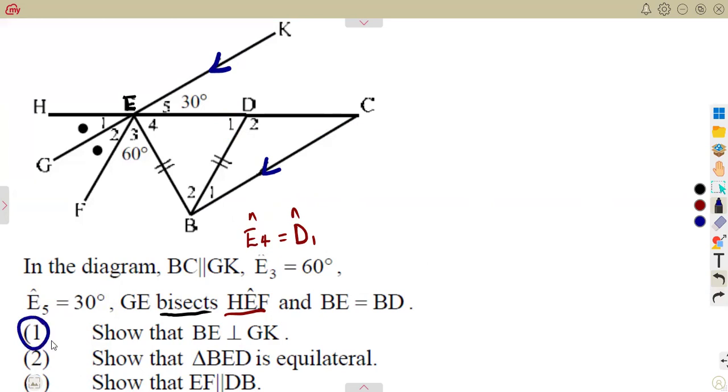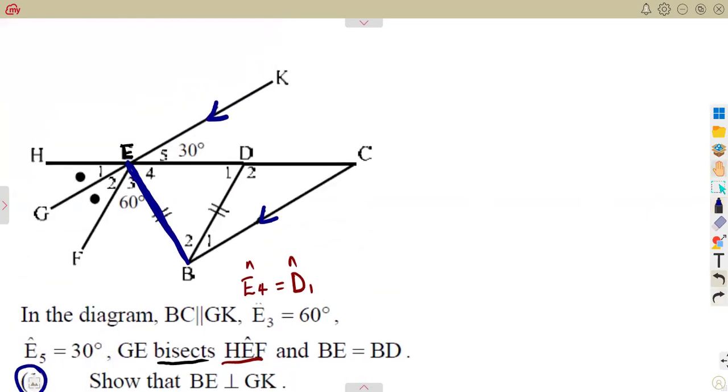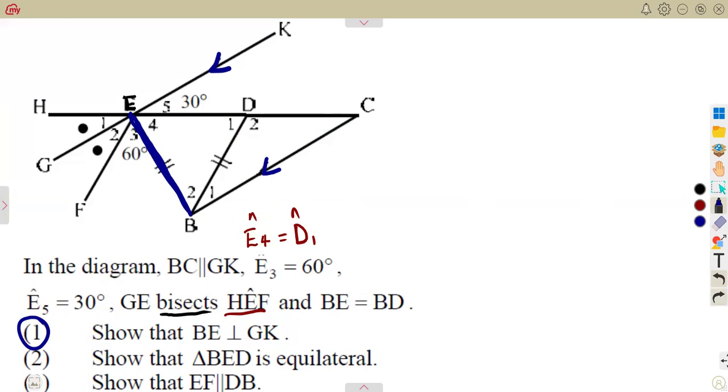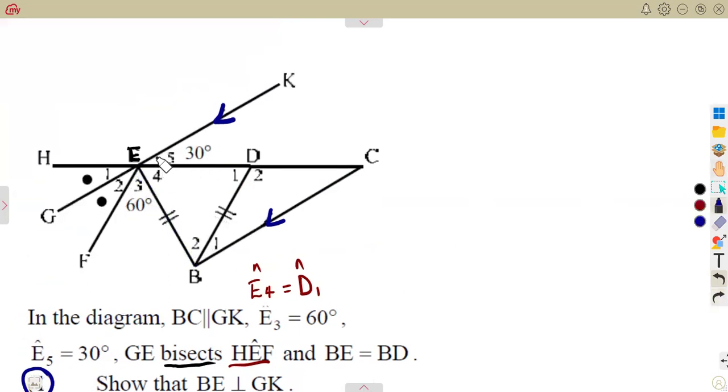So the first question, number one, was to show that BE is perpendicular to GK. This is perpendicular. That means from B to E, this is BE, like this. This BE is perpendicular to GK, that is from G to K. Remember, this is where K is. GK like this. They must be at 90 degrees. Perpendicular means they must be at 90 degrees. That is to be perpendicular.